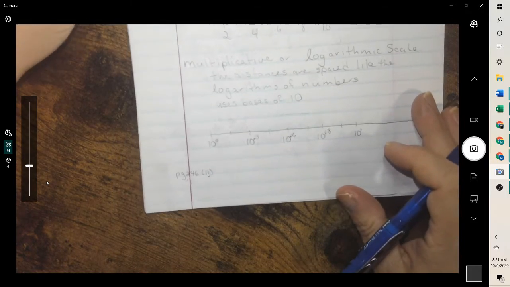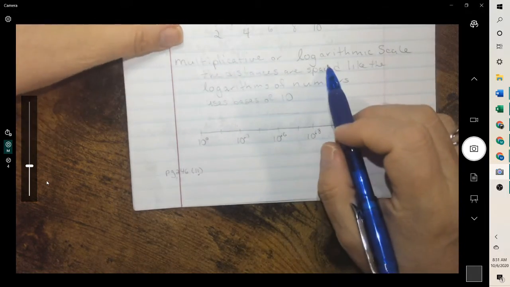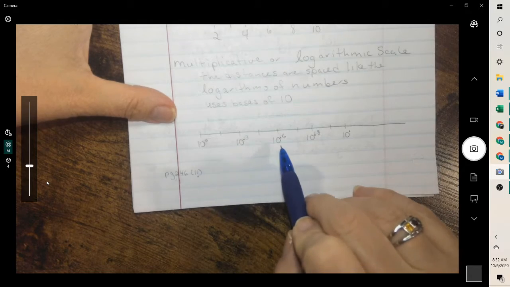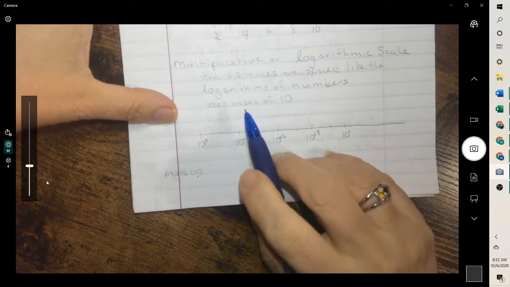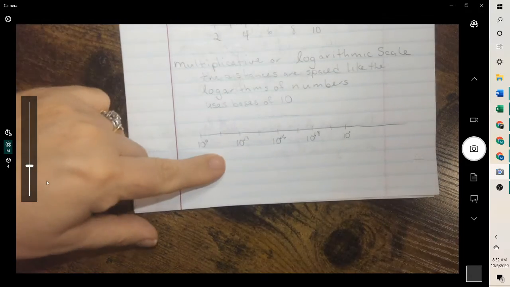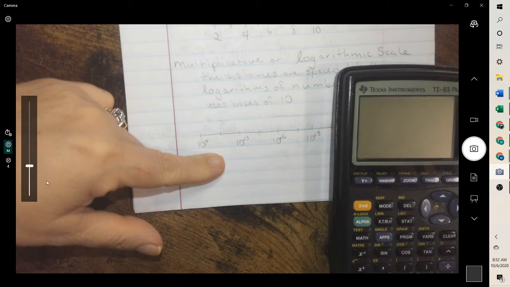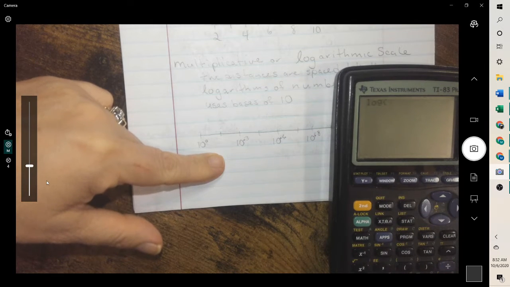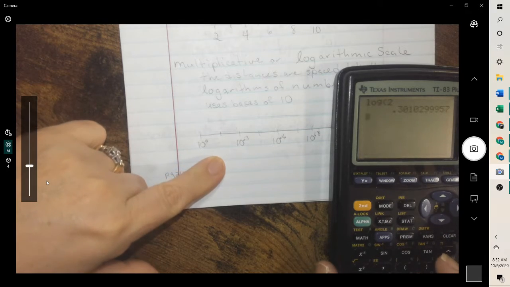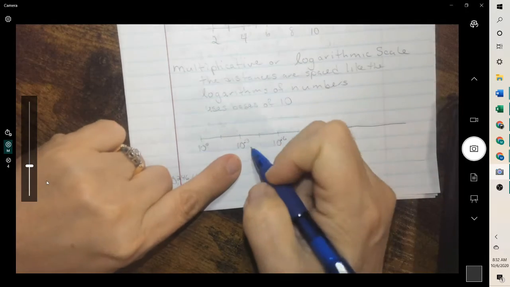In a multiplicative scale or a logarithmic scale, they go by log, so the values are different. If we look at 2 on this scale, we would take the log of 2, get 0.3. So it would be here.